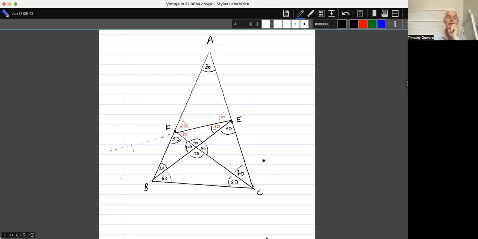And then I have another 20 degree angle. Well, when I say I would have, what I mean is I would hope to have, because again, I still don't know that that's 30. That feels a bit sneaky, but maybe I should.